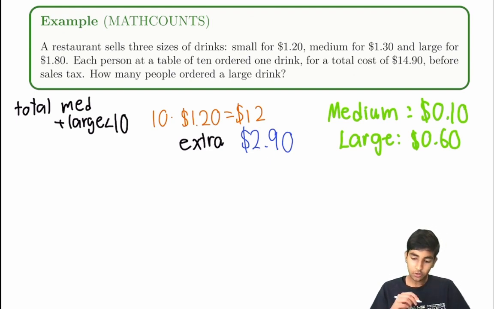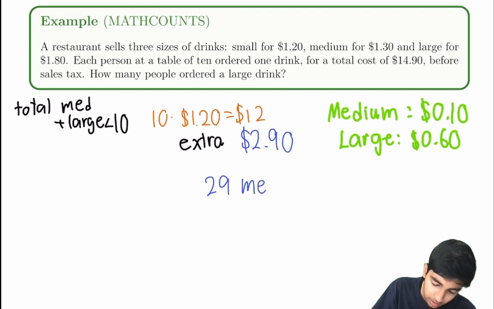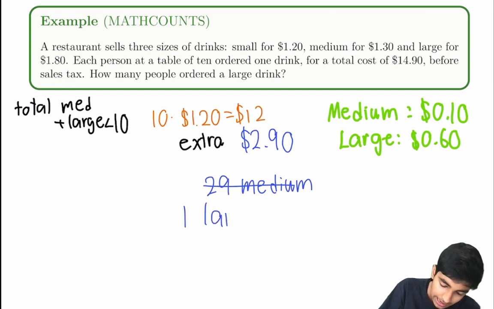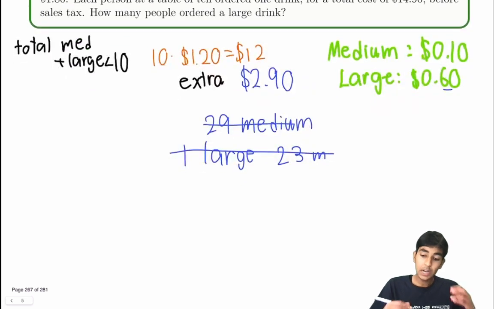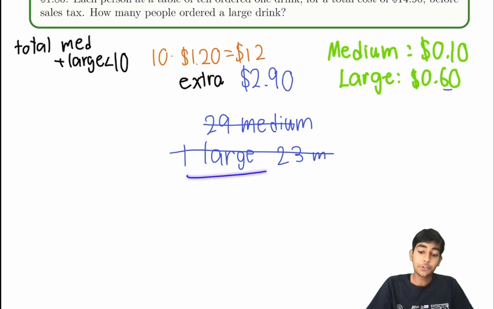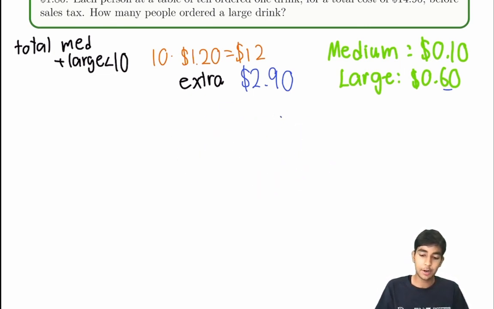Cool. So $2.90, let's look at the possibilities. One possibility is we have 29 medium drinks. 29 is way bigger than 10. No. Another possibility, one large, and that gives us an extra 60 cents, and then 23 medium drinks. That also doesn't work. Now we can keep going up and up, but I think now it's clear that we need to have a decent amount of large drinks, or else we're going to need way too many medium drinks, way more than 10. So now instead, let's look at the maximum number of large drinks that are possible.